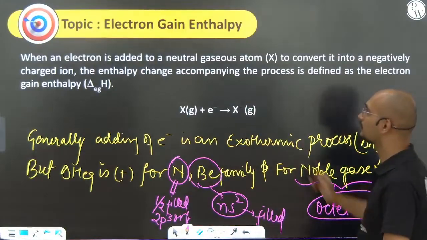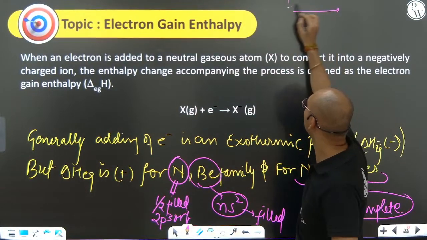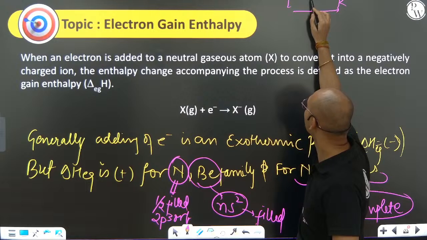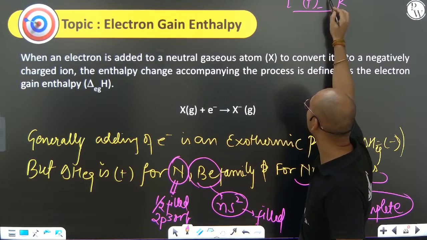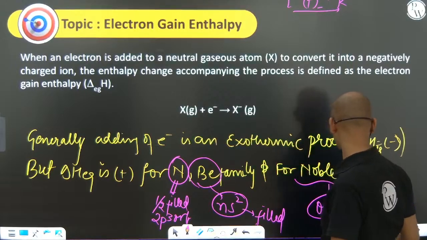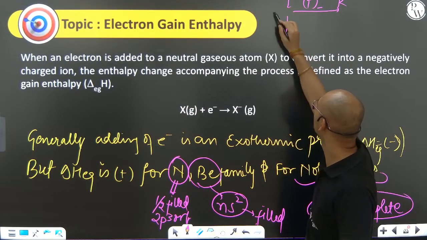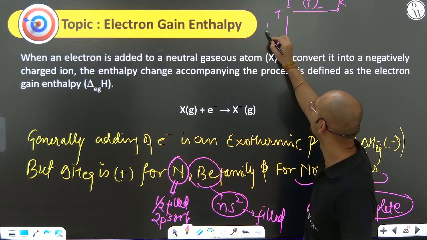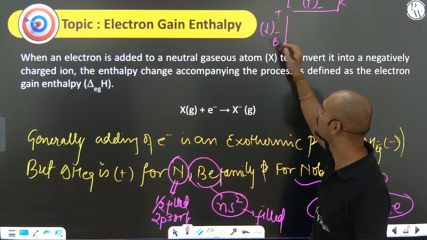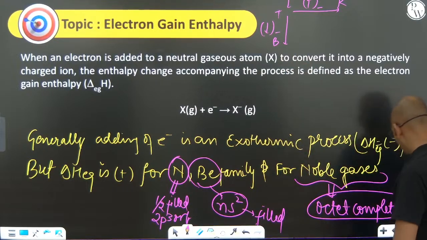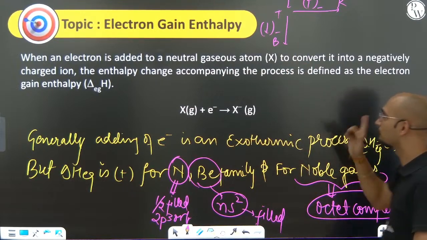Next we have come to electron gain enthalpy. Here, from left to right, generally electron gain enthalpy should increase in the negative sign. And once you go from top to bottom, it should decrease, again in the negative sign. I hope you understand it. But there are a few exceptions.